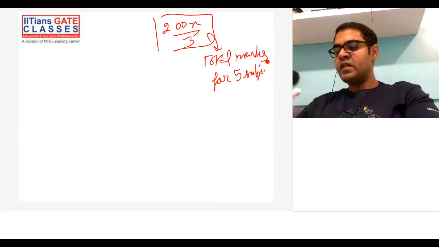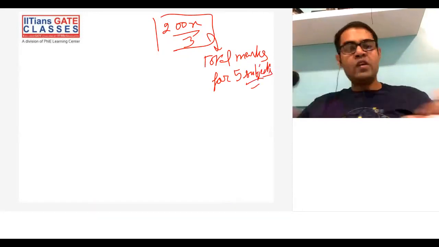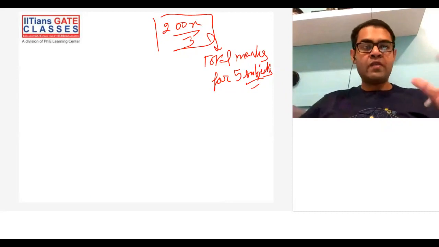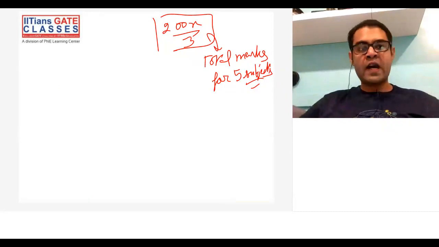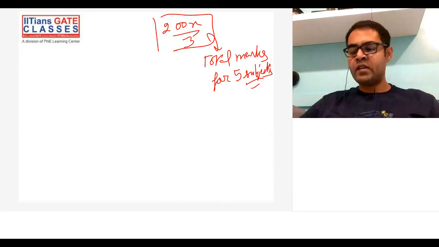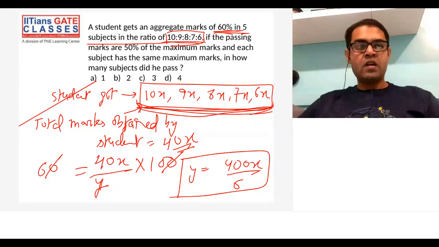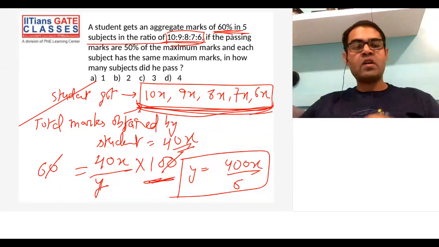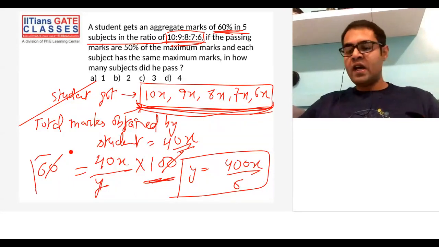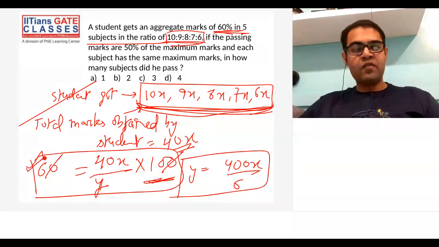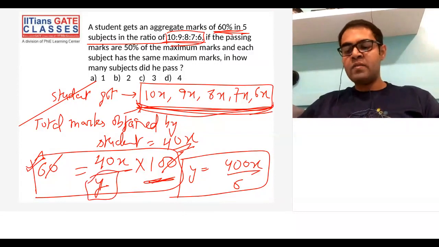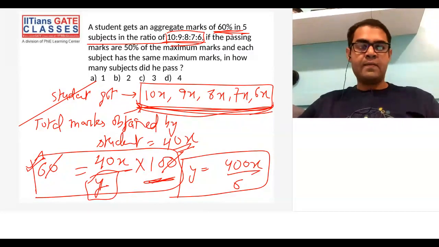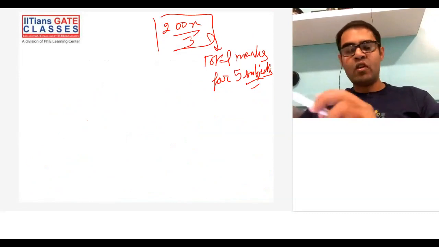See, the logic is simple. When we used to be in school, whatever marks we obtained in every subject, we used to add them and divide by the total maximum marks of all the subjects, and multiply by 100. This is how we used to calculate our percentage. I've used the same formula to find the total marks. So the total marks for all 5 subjects is this.